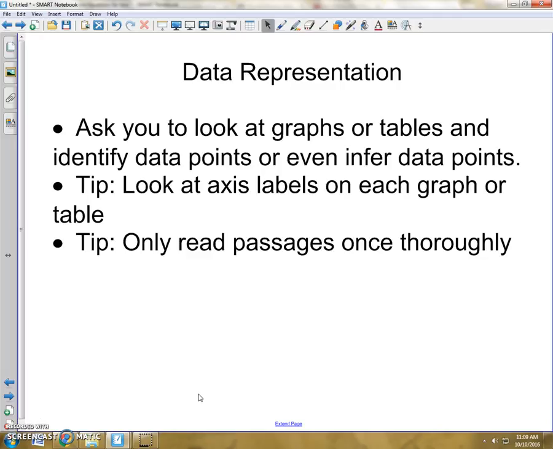The biggest tip, and I'm going to show you one of these graphs in a minute, is really to look at the labels, and that's a huge deal, the axes labels, X and Y. See what is being graphed.